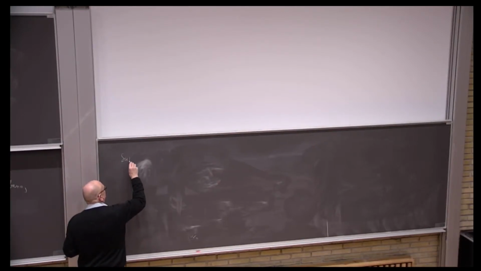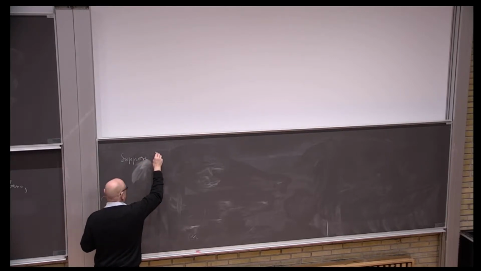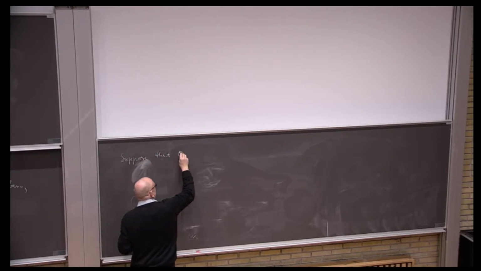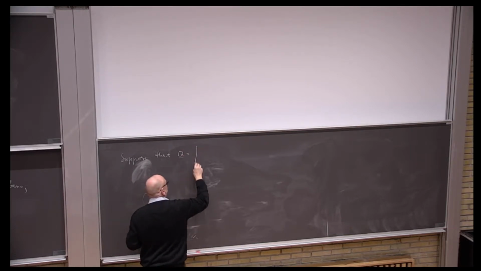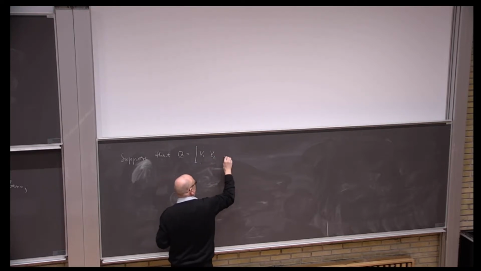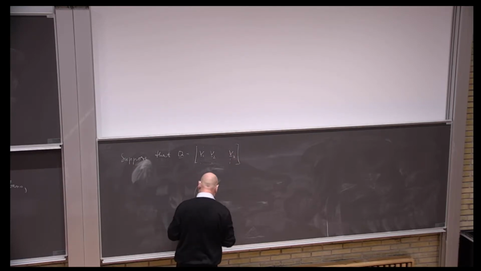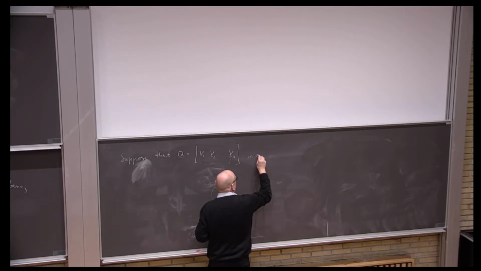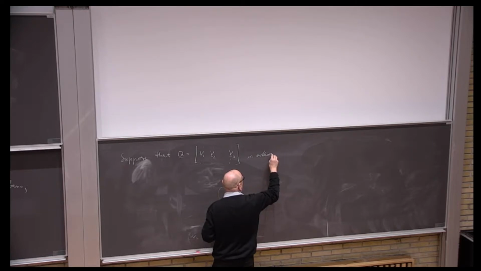Now, let's suppose that this matrix Q can be written in this way. You have the first column vector called V1, then the second column vector, and then the third column vector, like this. Now we assume that this is orthogonal.